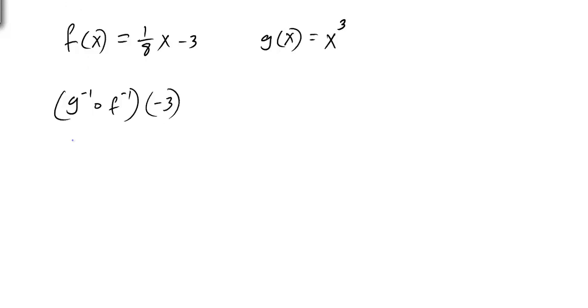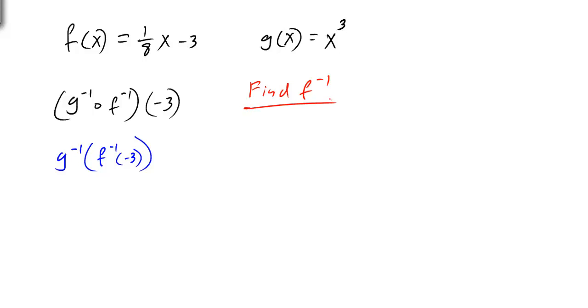Now, I'm going to rewrite this. I like to write it this way. We want to find g inverse of f inverse of negative 3. To me, this just looks a little bit better. So if we want to find the inverse of negative 3 and then find g inverse of that answer, then that means up here we need to find the inverse functions first. So if we look at the original function here, f of x, we need to find the inverse of f.